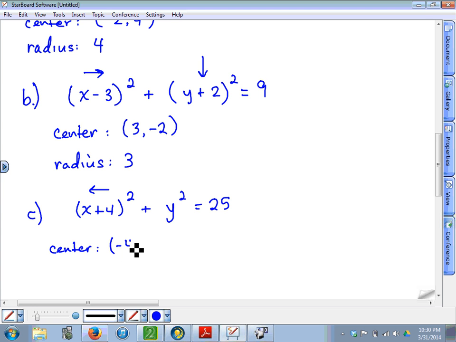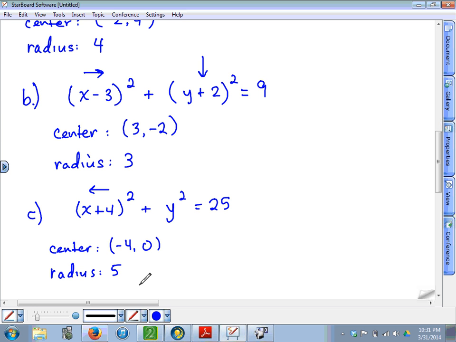The graph moves to the left 4 units. So that means it moves to the left to negative 4, but what's the y component of the center of the circle? If it doesn't move up or down, then the y component is just 0. So the center is negative 4, comma 0. Radius would be what number squared equals 25, and that number is 5.